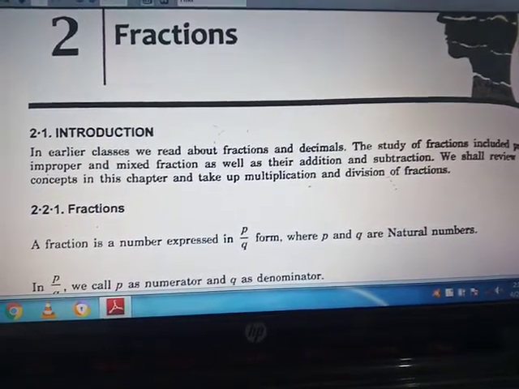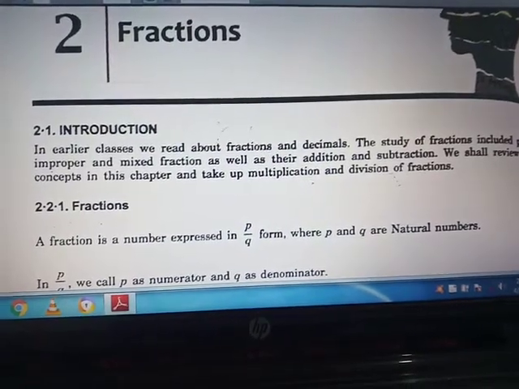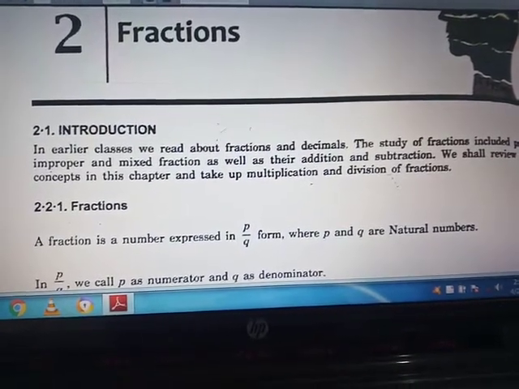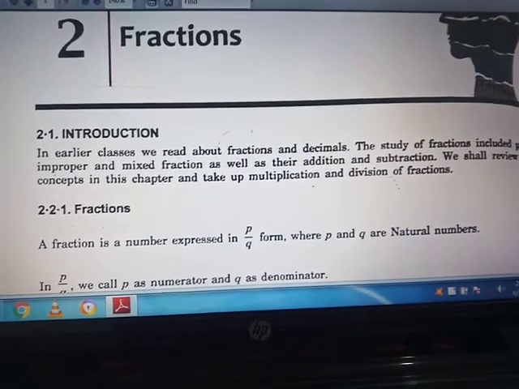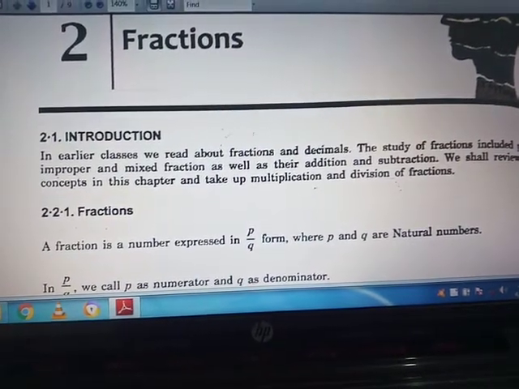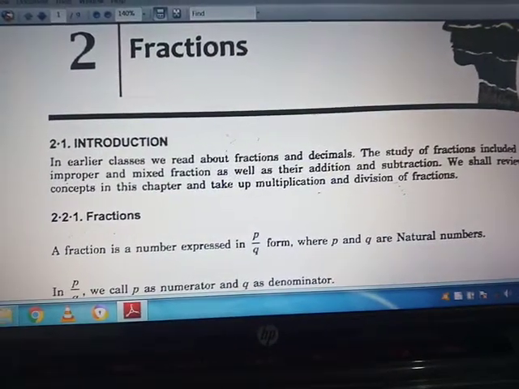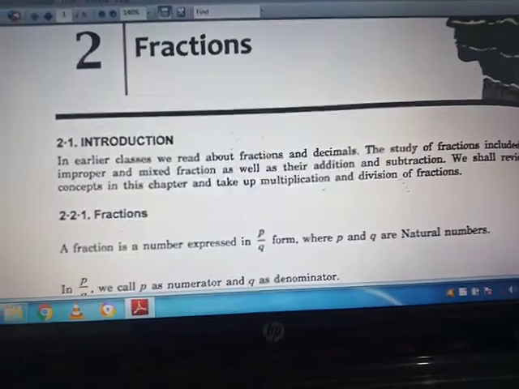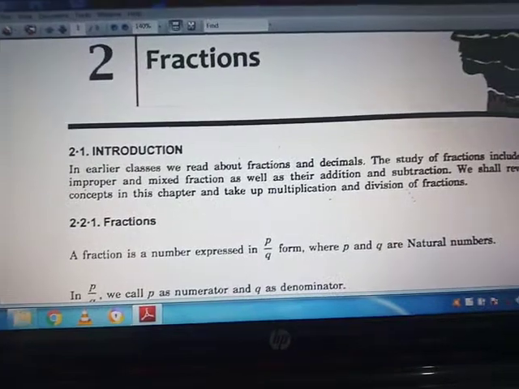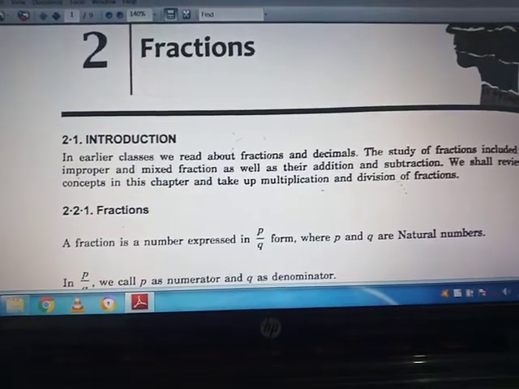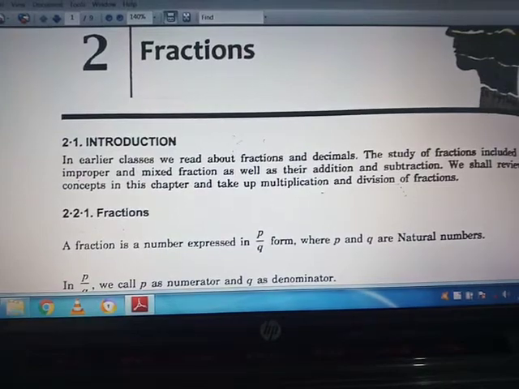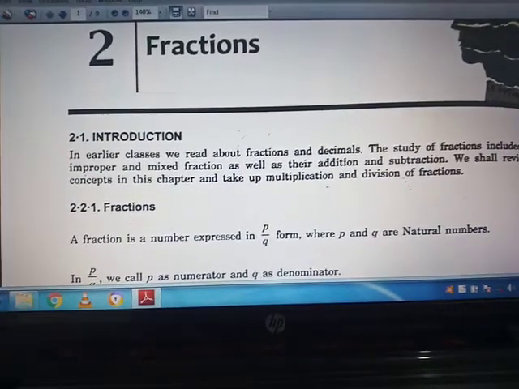fraction. In the previous video, we have studied the fraction, types of fraction, and also we have studied the addition in fraction. Okay, as you know that the fraction is a number expressed in the form of p by q. You are all aware that any number which is presented in the form of p by q is in the form of fraction.